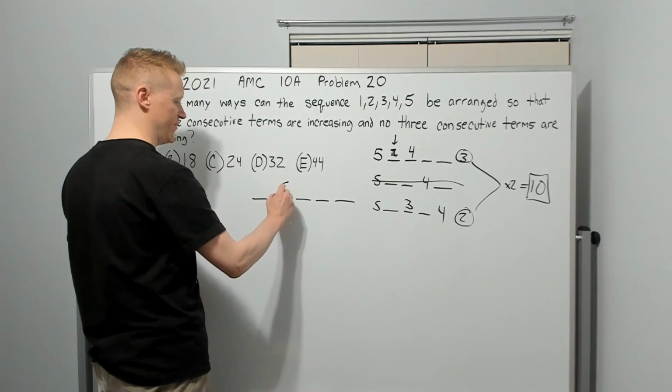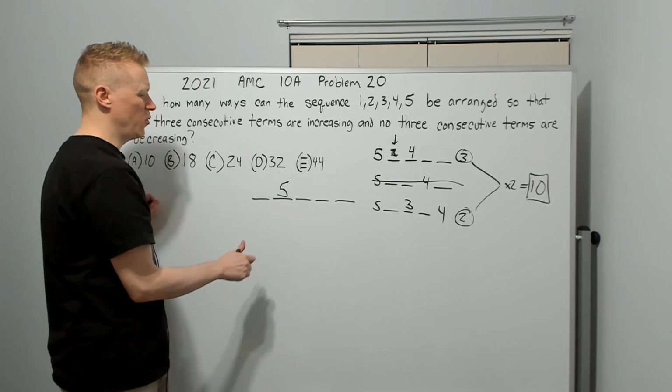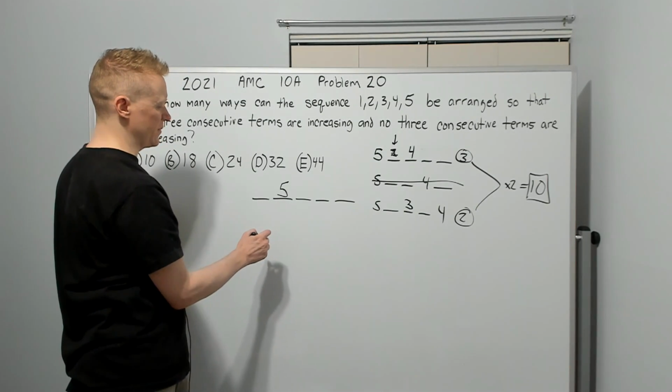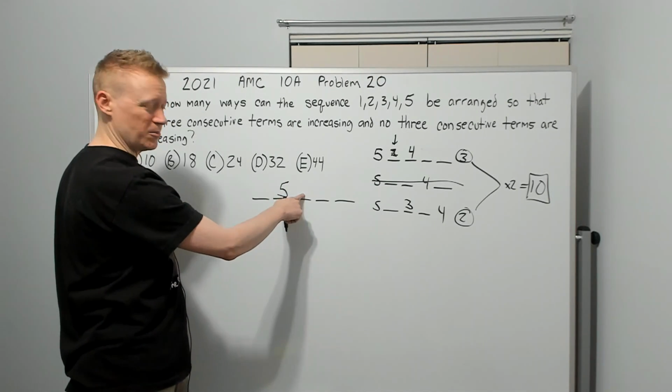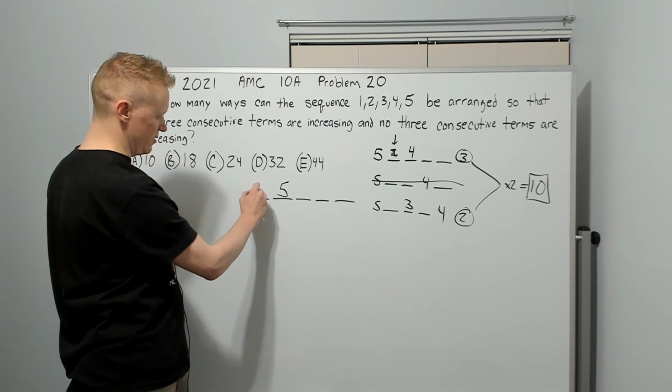We can put 5 in this position, and again, we can double it for when the 5's over here. Now, where can the 4 go? I can't put it here, because then again, I'd have 5, 4, something smaller, but I could put it here. There's one case.